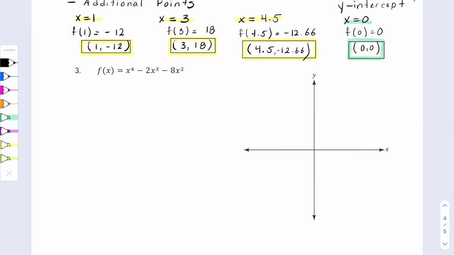Number 3 is in standard form. It is not in factored form. Standard form is helpful for things like end behavior and the y-intercept, but it is not helpful to find the zeros. So I'm going to start by factoring x to the fourth minus 2x cubed minus 8x squared.